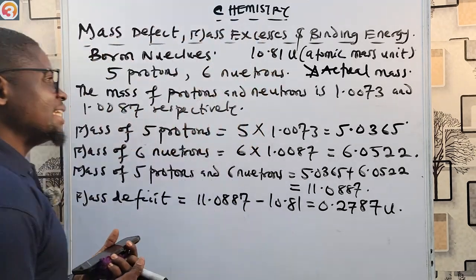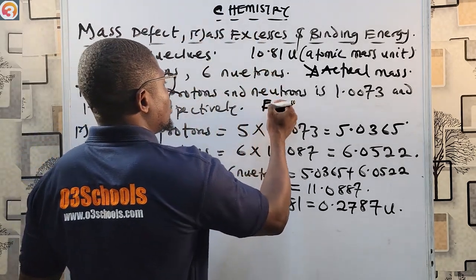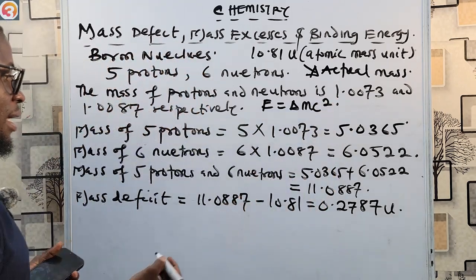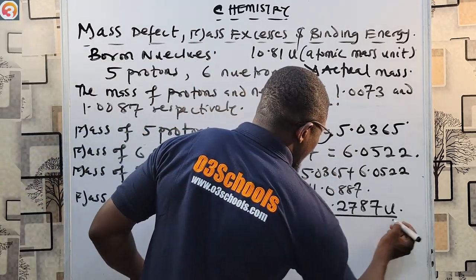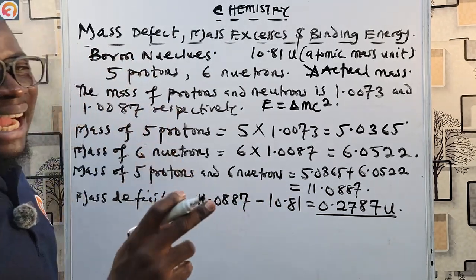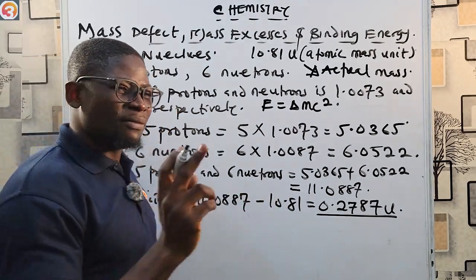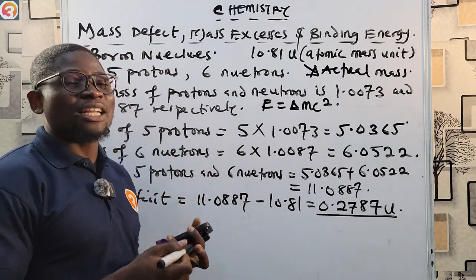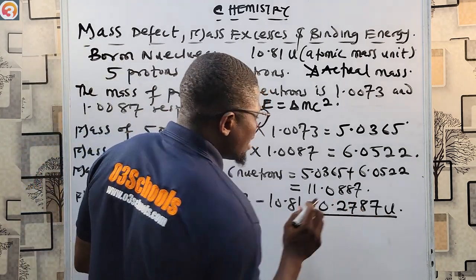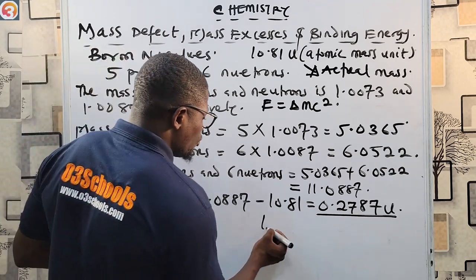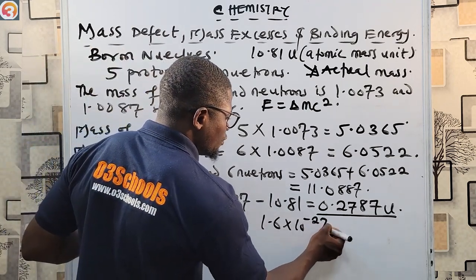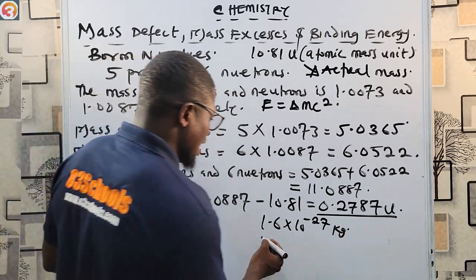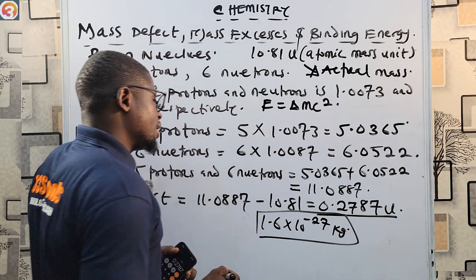Since you know that binding energy, BE, equals delta M C squared. We know M already. This is the mass deficit, it's in atomic mass units. To convert atomic mass unit to kilogram, we have done that before in a previous episode when we were discussing relative atomic mass. To convert unified atomic mass unit to kilogram, simply multiply by 1.6 times 10 to the power minus 27 kilogram. We said this in the previous episode, so you should not forget.